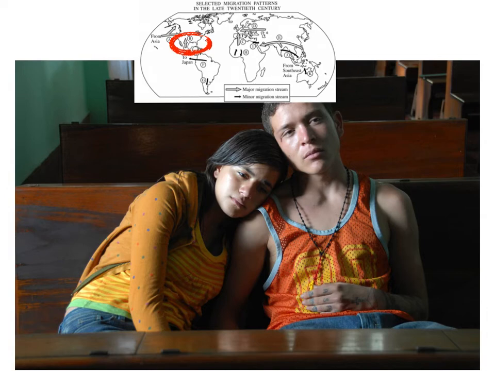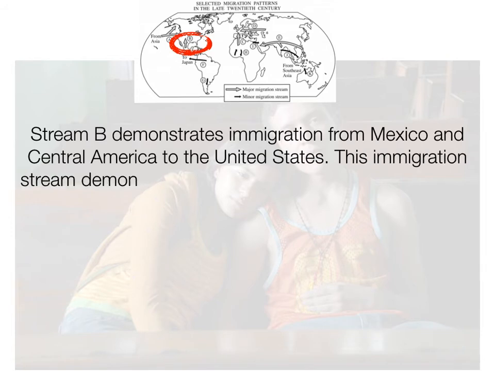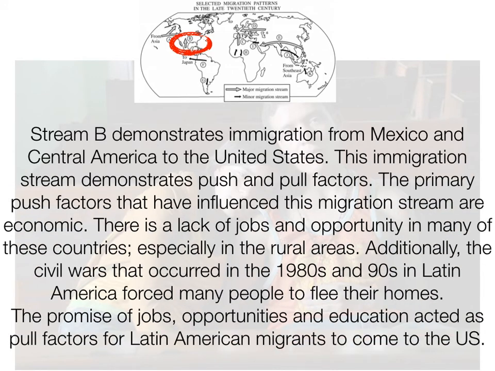Okay, so again, stream B demonstrates immigration from Mexico and Central America to the United States. This immigration stream demonstrates push and pull factors. The primary push factors that have influenced this migration stream are economic. There is a lack of jobs and opportunity in many of these countries, especially in the rural areas. Additionally, the civil wars that occurred in the 1980s and 90s in Latin America forced many people to flee their homes. The promise of jobs, opportunities, and education acted as pull factors for Latin American migrants coming to the United States.